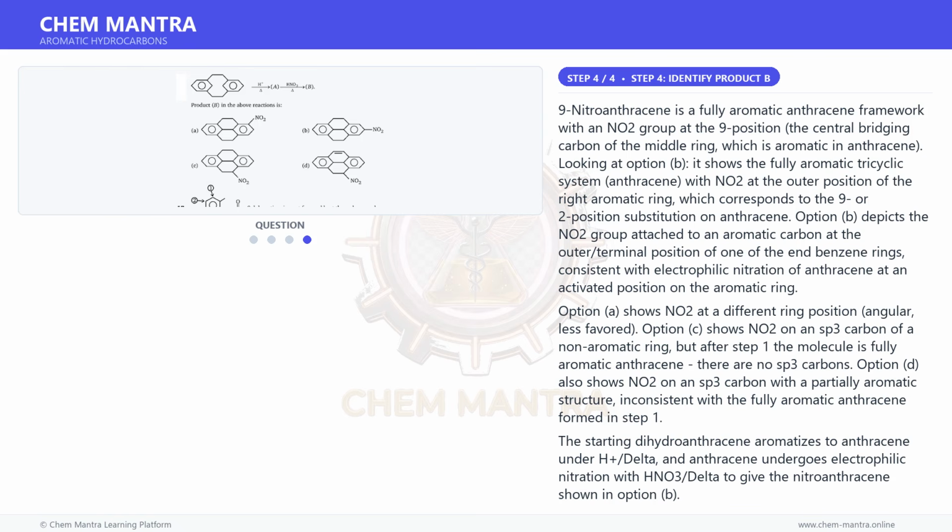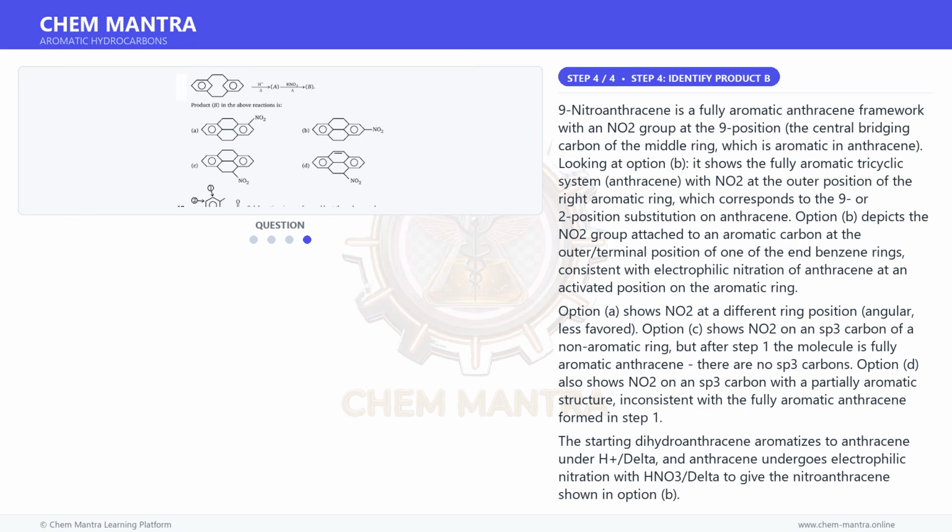Option B depicts the NO2 group attached to an aromatic carbon at the outer terminal position of one of the end benzene rings, consistent with electrophilic nitration of anthracene at an activated position on the aromatic ring. Option A shows NO2 at a different ring position, angular, less favored.